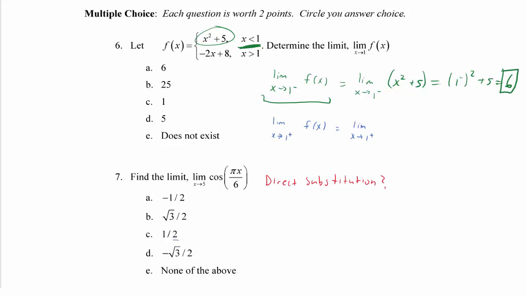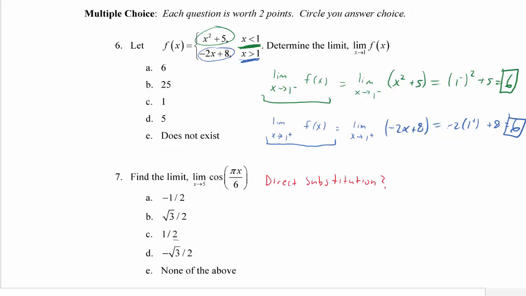For the next one, we want to find the right-hand limit as x approaches 1 from above of f of x. So the x values are then always greater than 1. So our function takes on the values of the line -2x plus 8, which is a linear polynomial. So direct substitution applies. We're doing -2 times 1 plus 8, and the answer we get is 6 once again. Left-hand limit equals right-hand limit. The limit is 6.